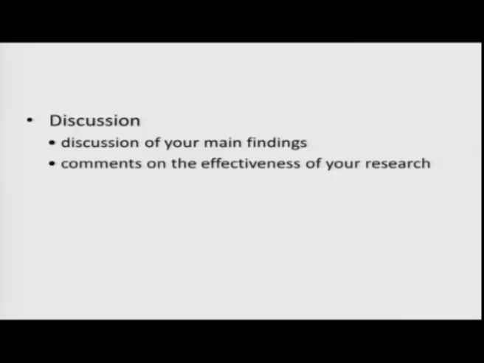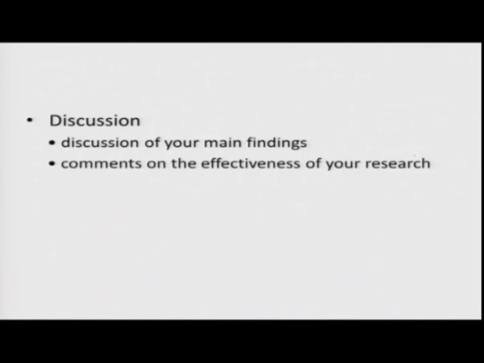That is what you do in discussion. So here you discuss your main findings, and then you comment on the effectiveness of your research. Also, you talk about any limitations if your study had. Obviously, no study can be perfect. So you may have missed out on something, or you did not expect one particular variable to play a very important role. So such limitations are also included under this section. Here you may also give indications for future research.